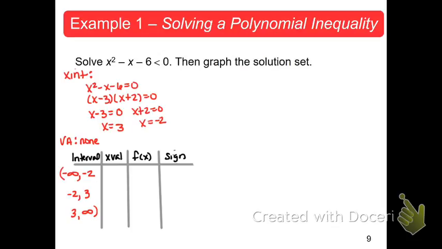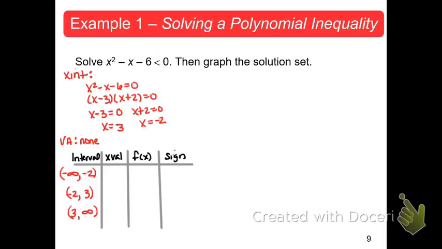Remember, your infinities will always have parentheses. Your x-intercepts will only have brackets if your inequality has an equal to piece in it, so if it's less than or equal to or greater than or equal to. We can see in this problem that it's just less than. So all of our x-intercepts here, the negative 2 and the 3, will get parentheses as well.